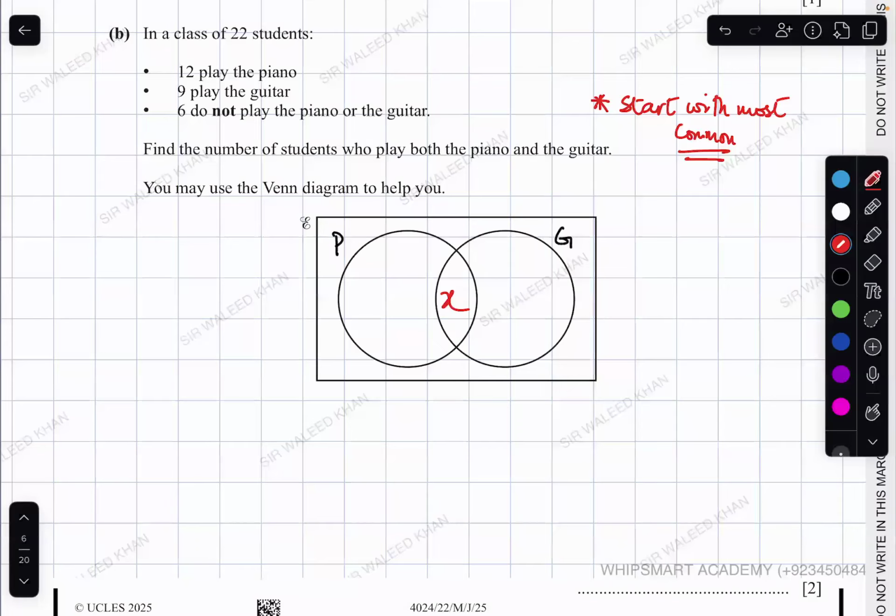12 play piano. Now they are not saying piano only, they are saying 12 play piano. That means this over here is the whole set representing piano, right? So if they are 12, that means this portion only will be represented by 12 minus X. So this is 12 minus X. And what about this portion? The whole guitar? 9 minus X. Good. And are there any outside? 6. Good. So work it out.